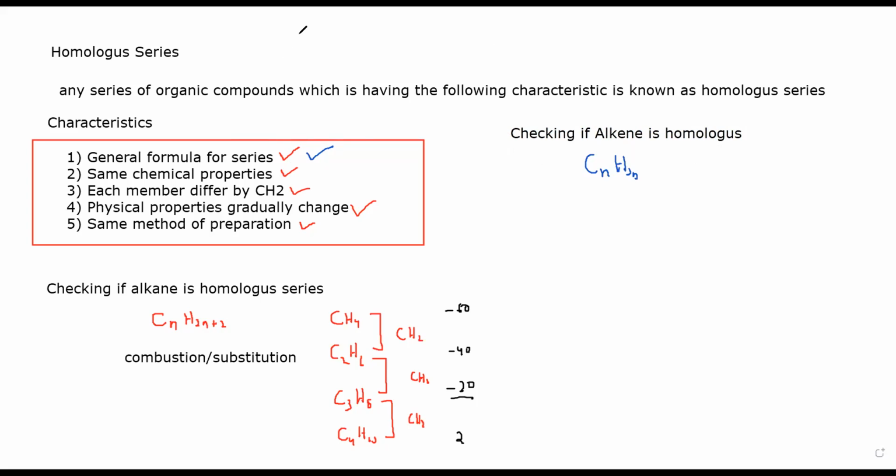They have the same chemical properties. Alkene can burn, combustion can happen for alkene, as well as addition reactions can also happen for alkene. So the second tick is there.